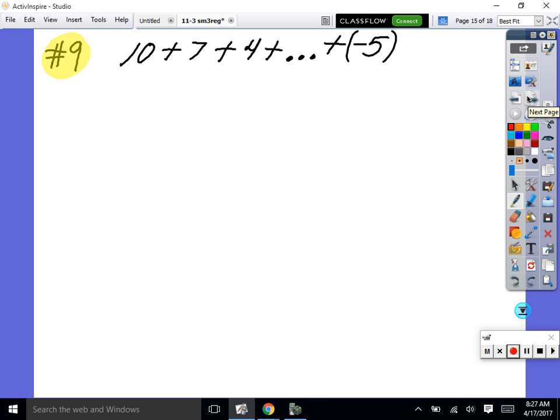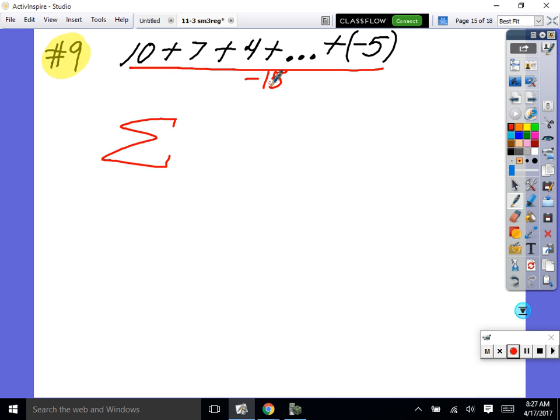Okay, let's do one of the worksheets. Number 9. Here we go. We can rewrite this in summation notation because we know we're finding a sum. How many terms are we summing up? Let's find the distance. Negative 5 minus 10. Negative 15.